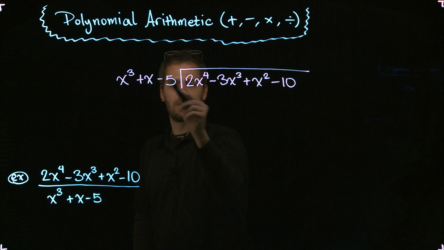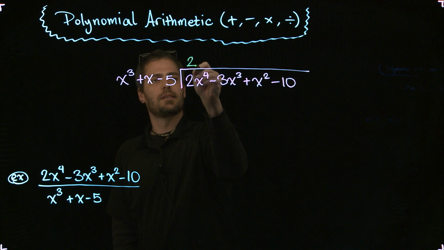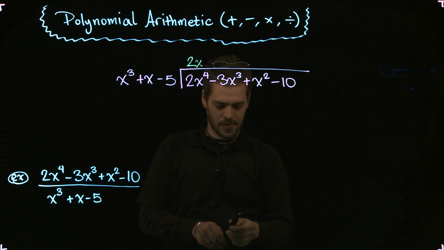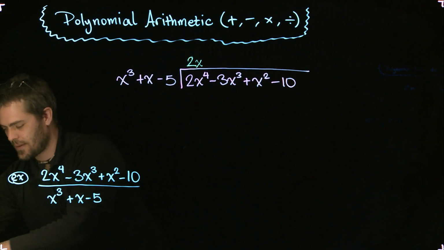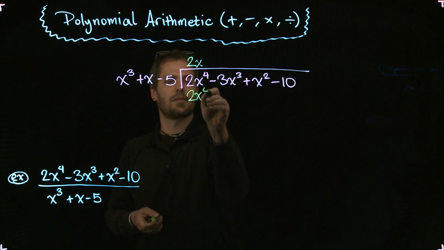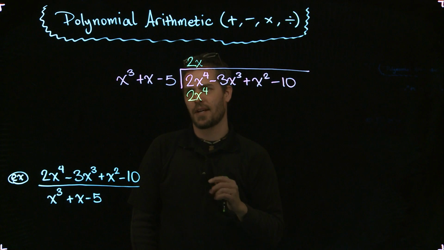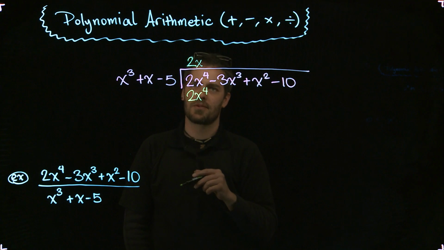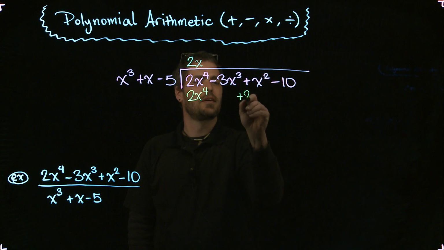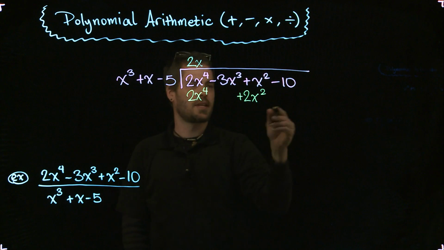What times x cubed is going to give me 2x to the fourth? That one's pretty simple. And the answer, ooh, that's squeaky, is 2x. I think I'm going to have to transfer to a different marker here. That one's too squeaky for me. Okay, 2x times x cubed then is 2x to the fourth. Good. But then I have to multiply that 2x by these other terms in the divisor as well. 2x times x gives me a 2x cubed, or excuse me, squared. So I need to match that up with my squared term. So I'm going to put plus 2x squared here. And then 2x times negative 5 is negative 10x.